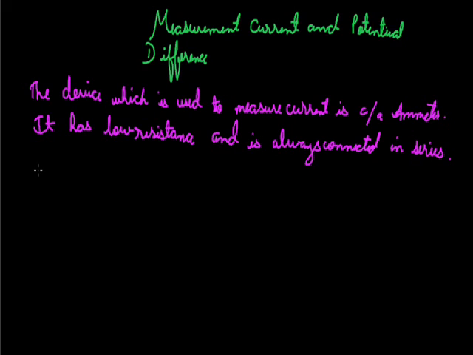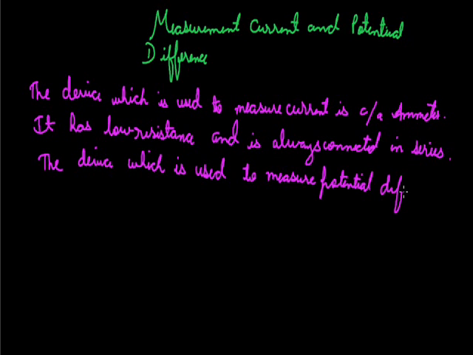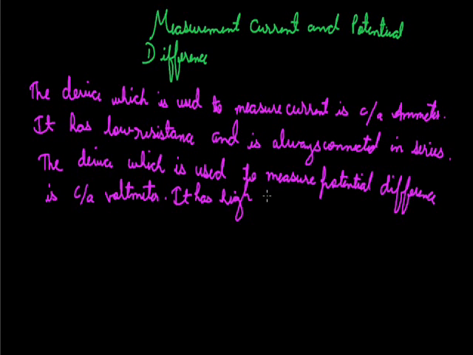While the device which is used to measure the potential difference is known as a voltmeter. It has a high resistance and is always connected in parallel in a given circuit.